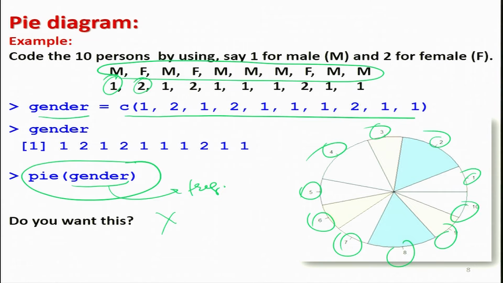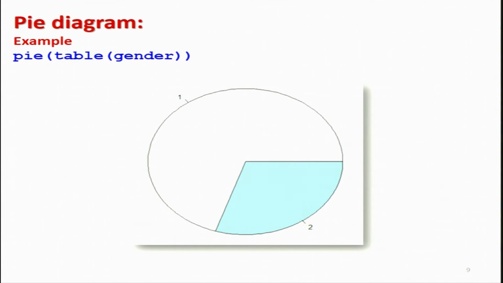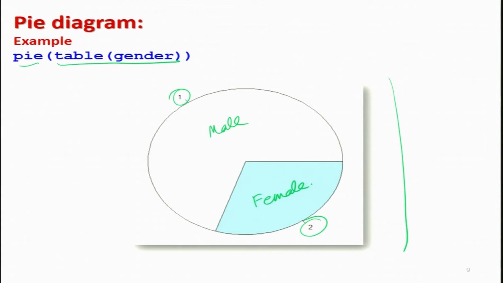So in order to use the frequency exactly in the way we have used it in the bar plot, we have to use table of gender. Now if you use pie over this table of gender, you get this graph very clearly. This is category 1, this is category 2, this is for male, and this is for female. You can see it is not a very difficult thing to create such a graphic.